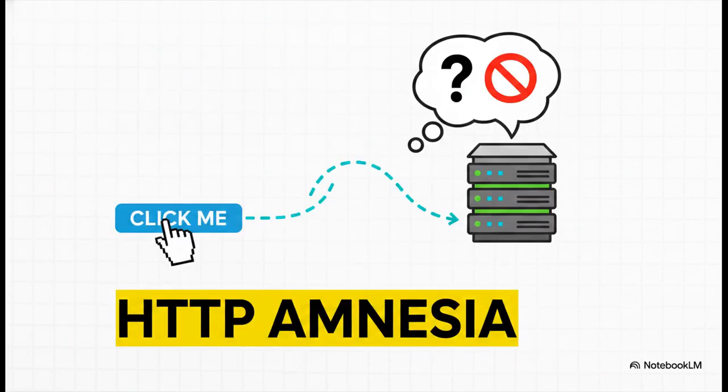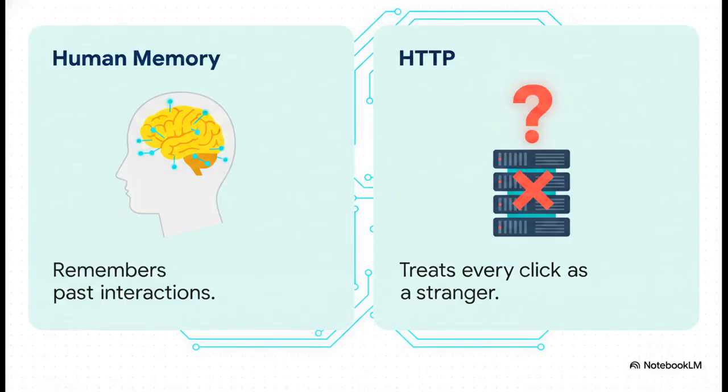Section 2. The HTTP Amnesia problem. Let's look at a pretty fascinating quirk of how the web was originally designed. To really understand this amnesia, we have to compare stateful versus stateless communication. Everyday human interactions, those are stateful. If I meet you and learn your name, I'm going to remember your face for our next interaction. But HTTP, the protocol that runs the web, is fundamentally stateless. This means every single request you make is totally independent. Unlike a human who remembers you, the server treats every single click you make as if you are a completely new stranger. It has absolutely no memory of the click you made just 2 seconds ago.